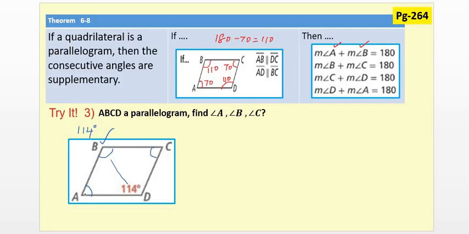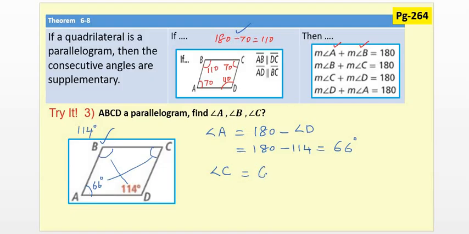How can I find angle A? As I explained here, because it is the neighboring or consecutive angle to angle D, their sum will be 180. So if I want to find angle A, it will be 180 minus angle D. And how much is angle D? It is 114. So the value of angle A will be 66 degrees, right? Okay, what will be the value of angle C? No need to find it, because if this one is 66 degrees, angle C is opposite to angle A, so this one will also be 66 degrees. Clear?